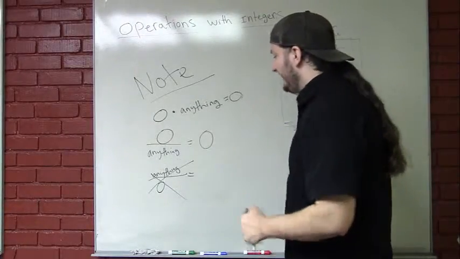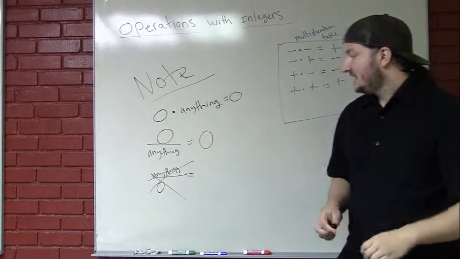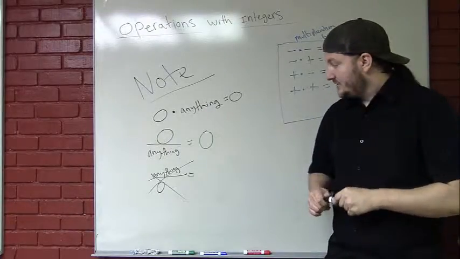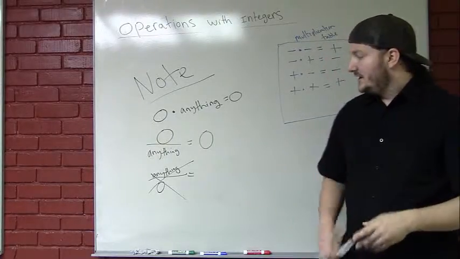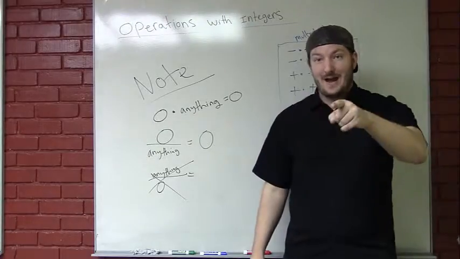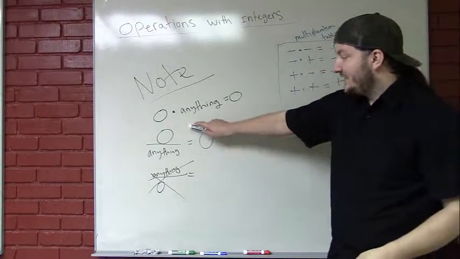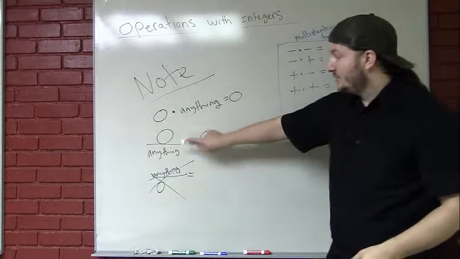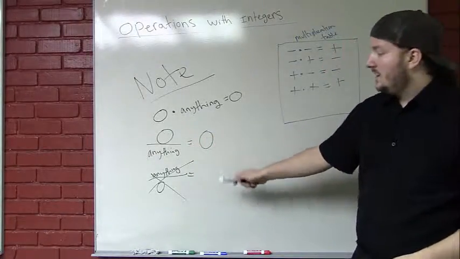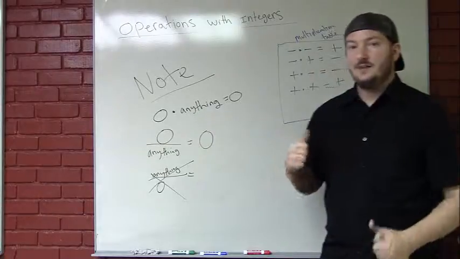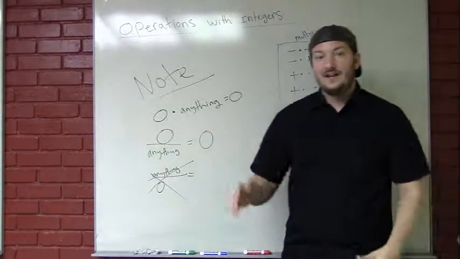That being said, just keep that in your notes, because dividing by 0 is bad, okay? So make sure if it's 0 on top, 0 divided by a number is a 0. But if 0 is on the bottom, bad.